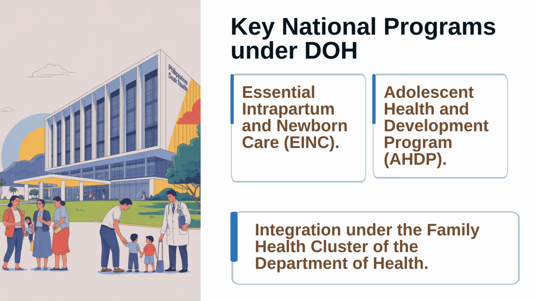Other key national programs under the Department of Health include the EINC, or the Essential Intrapartum and Newborn Care, the Unang Yakap Initiative, ensuring proper care during and after birth. There is also the Adolescent Health and Development Program, or AHDP, promoting adolescent friendly services, sexuality education, and counseling. All these programs are integrated under the Family Health Cluster of the Department of Health, emphasizing continuity of care from pregnancy to adolescence. Integration ensures efficiency, avoids duplication of services, and maximizes health outcomes.